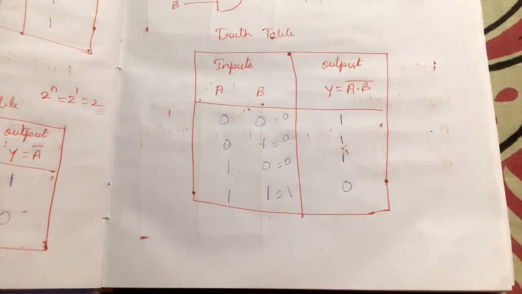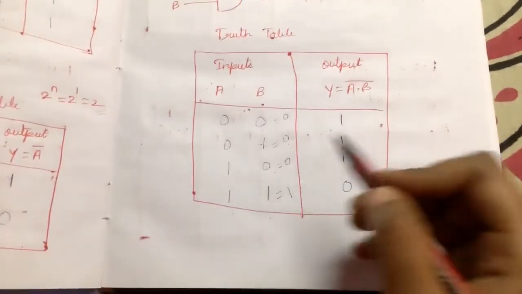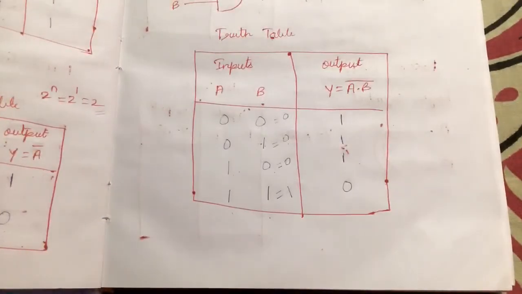And the definition for the NAND gate is, the output is high when any one of the inputs is low. Any one input is low, we will be getting the output as 1. That is the definition for the NAND gate.